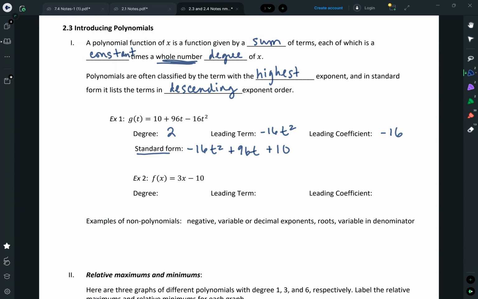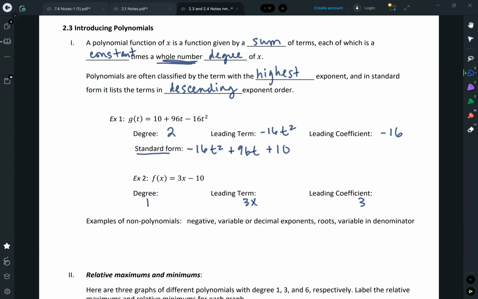On the next one, it looks like it's already in descending order. I've got x to the first power and then no x at all. So right away my degree is going to be 1. My leading term is 3x. My leading coefficient is 3. So remember, coefficient is just that number part, like the constant that's being multiplied by the x.